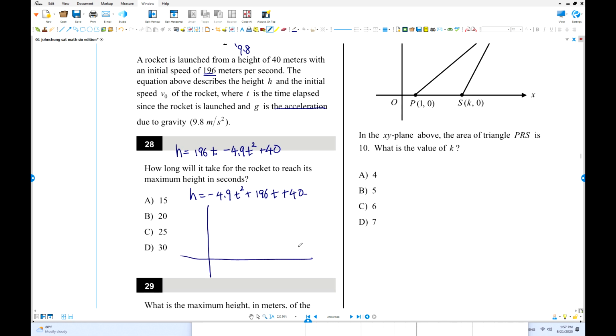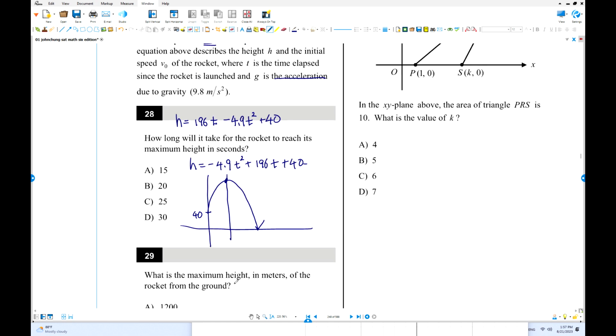The graph over here, when t equals 0, that is 40. The projectile looks like this, okay? This is the highest point, on the axis of symmetry. So we're going to find this axis of symmetry t, negative b over 2a, isn't it? So negative 196 over 2 times negative 4.9. So negative 196 over negative 9.8 is equal to 20, right? So t equals 20, it has reached the highest point, okay? Choice B is the answer.